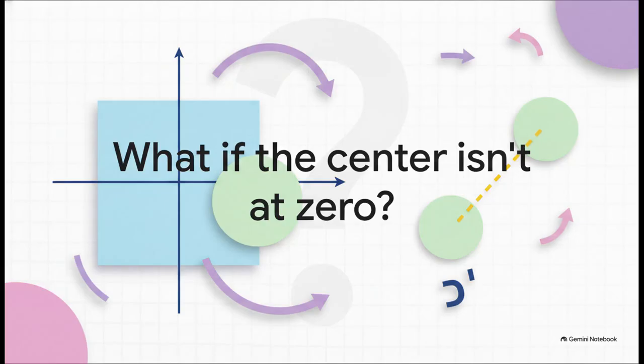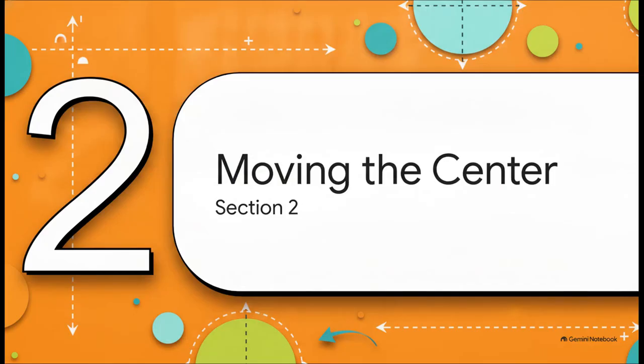But here's the thing. The universe isn't totally static, right? And shapes definitely aren't permanently glued to the origin. Which brings up a really crucial question. What exactly happens to our perfectly simple mathematical formula when we pick this shape up and slide it somewhere else on the coordinate plane? That brings us to Section 2, moving the circle center.